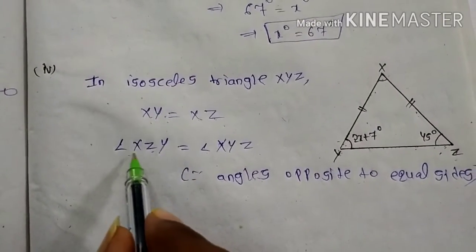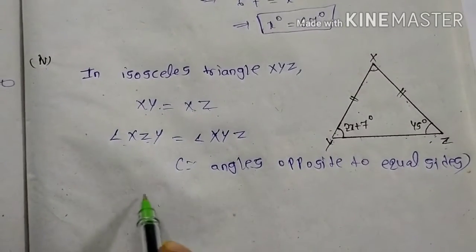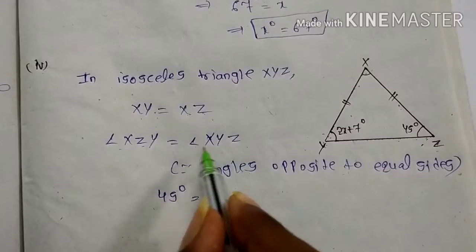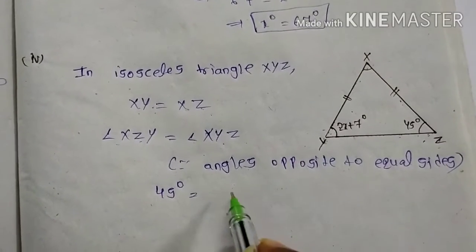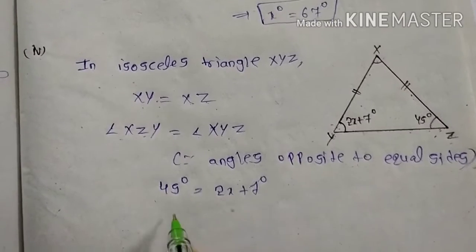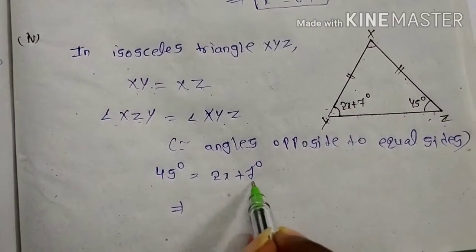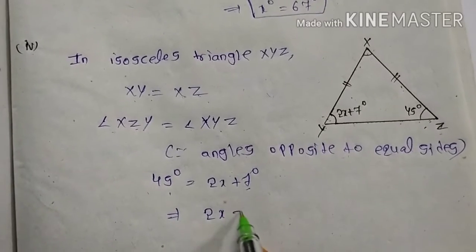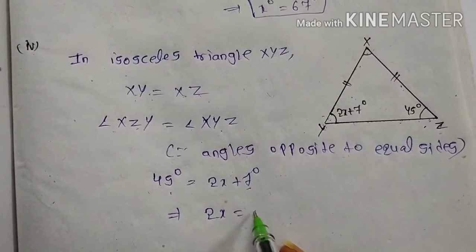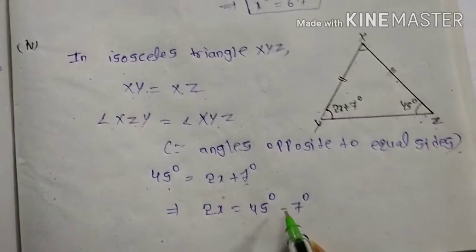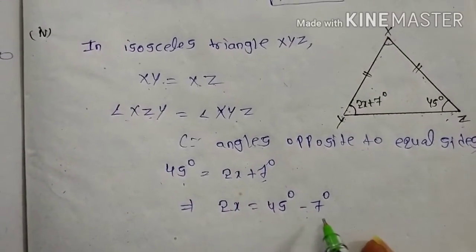What is the value of angle XZY? See 45 degrees. You can write here 45 degrees is equal to angle XYZ. That means angle Y is equal to how much? 2x plus 7 degrees. That means you can transpose here 7 degrees to LHS. That means can I write here directly 2x is equal to 45 degrees minus 7 degrees. Yes or no? 45 degrees minus 7 degrees.